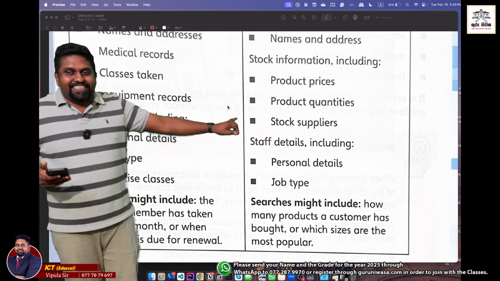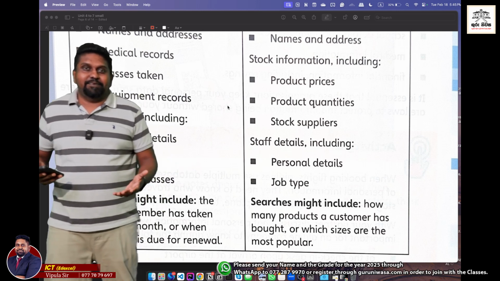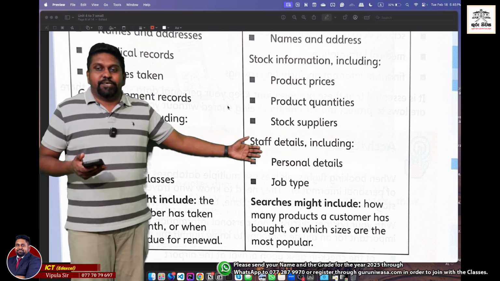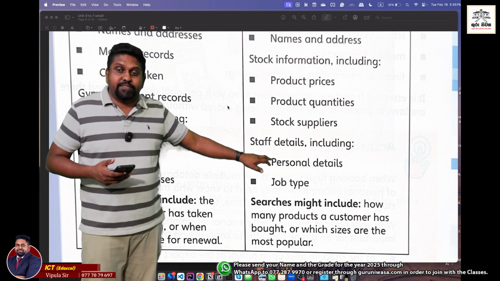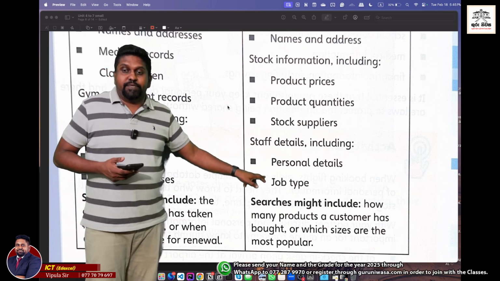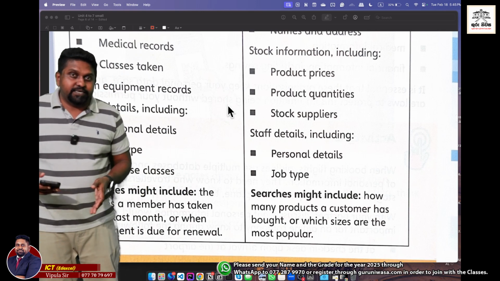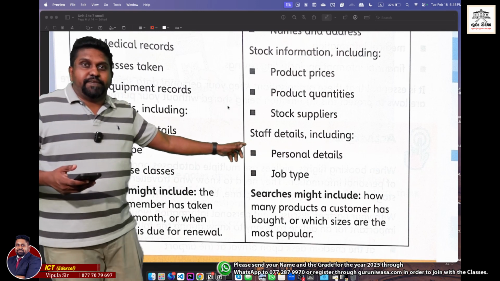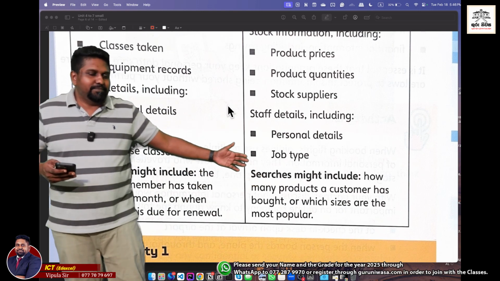Right? Then staff detail. So there will be a staff detail. So how many people are working, their personal details, their job type, and all the information which is required to handle the staffing. Right? So in this case also, I'll explain this one.